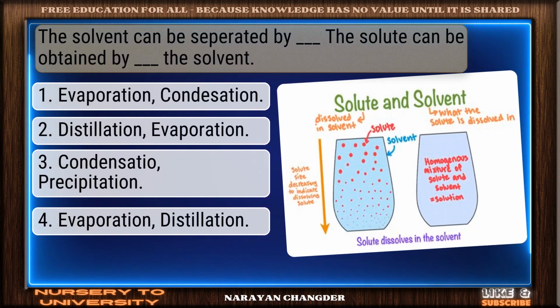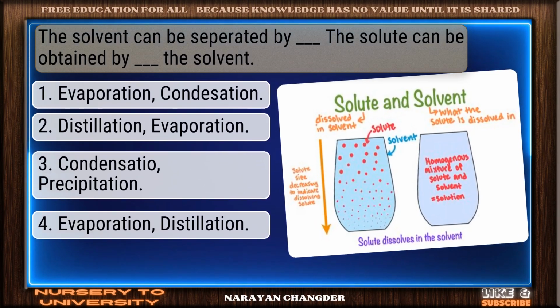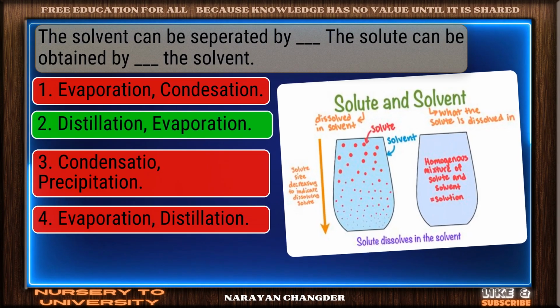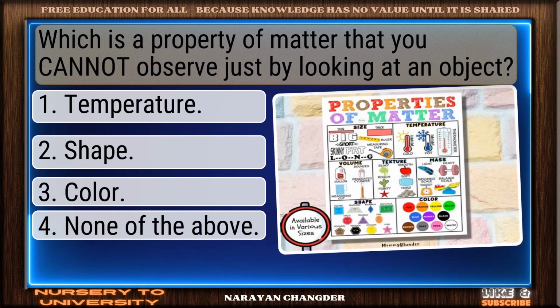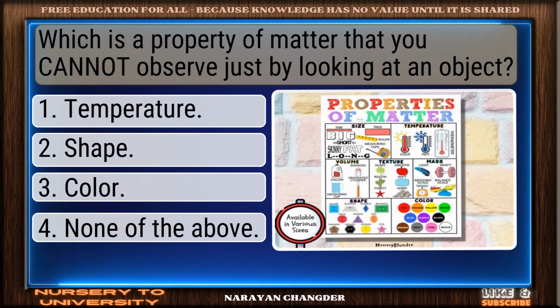The solvent can be separated by dash. The solute can be obtained by dash. The solvent. Smart pick. Distillation, evaporation is the correct choice, which is a property of matter that you cannot observe just by looking at an object.